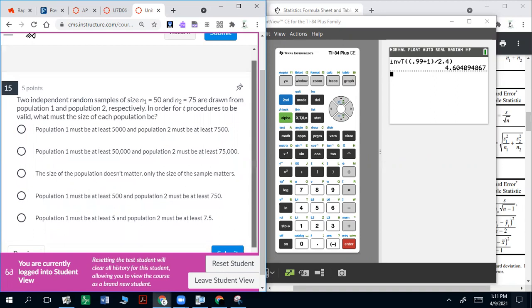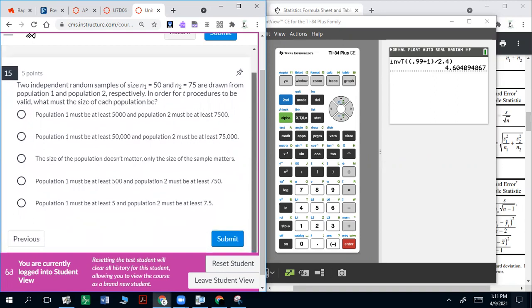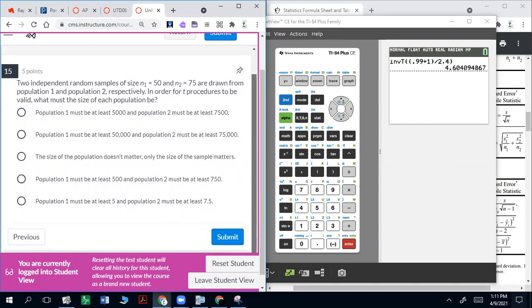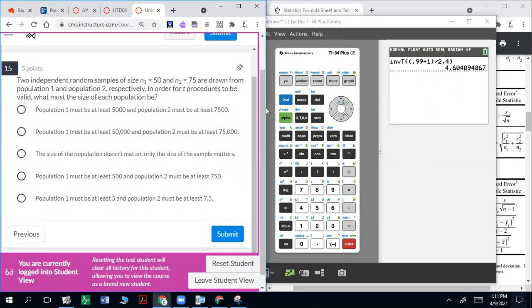And our last question: 2 independent random samples of size 50 and 75 are drawn from population 1 and population 2 respectively. In order for T procedures to be valid, what must the size of each population be? This is the 10% rule. You don't want to be sampling more than 10% of your population.